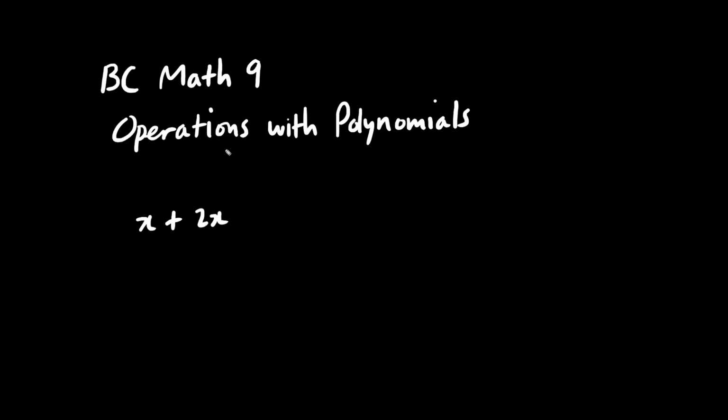Let's try some BC Math 9 practice problems relating to operations with polynomials. What is x plus 2x? One x machine, there's a hidden 1 here, plus 2 x machines is a total of 3 x machines, and this here is the answer.